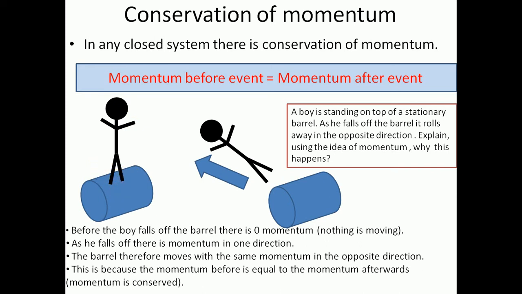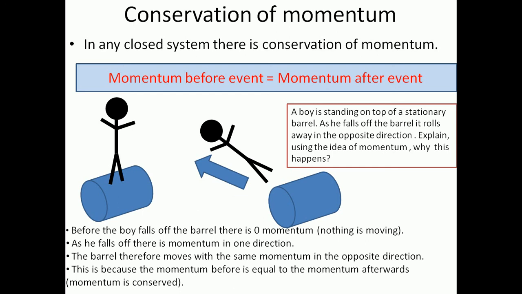However, as he falls off the barrel, he has momentum. He will now have momentum in one direction, in this case, to the left. Now, because of conservation of momentum, if he has momentum going forwards, then the barrel must have the same momentum but in the opposite direction.